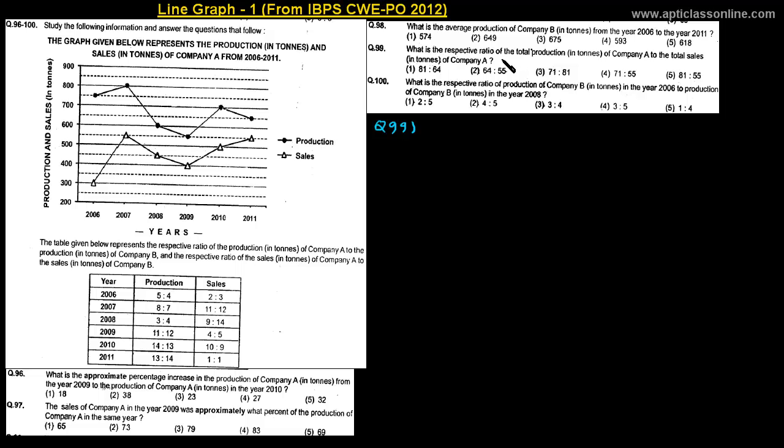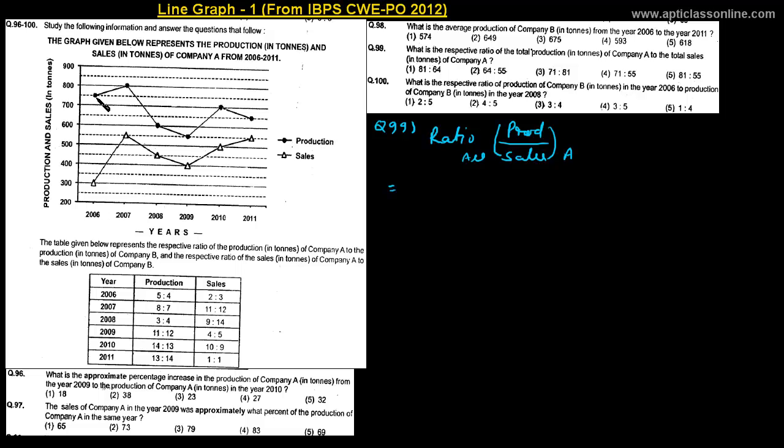So what is the respective ratio of the total production? Here we have to sum up all the production from 2006 to 2011. So the required ratio is for the production and sales for company A in all years. Let's first of all sum the production starting from 2006. From 2006, the production shows in this line.